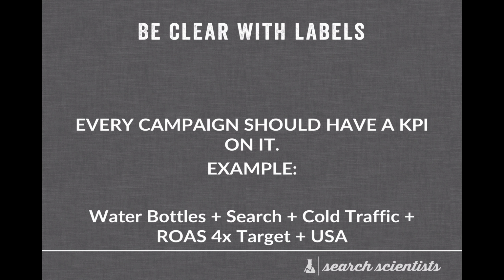And of course, the last step, again, in practice, you need to be really clear with your labels so you don't forget any of these things. Every campaign should have a KPI on it. For example, water bottles plus search plus cold traffic plus return on ad spend 4x target plus USA. So I have the product that I'm selling, the network that it's on, the audience that I'm serving it to, the return on ad spend target, and the geographic region. Very simple, very clear. I'll never forget what the return on ad spend target should be when I'm optimizing that campaign.